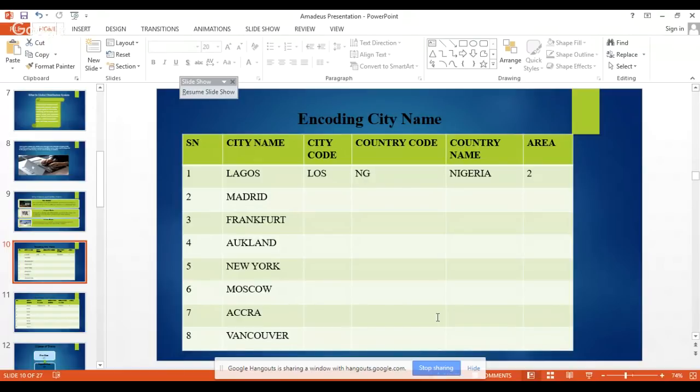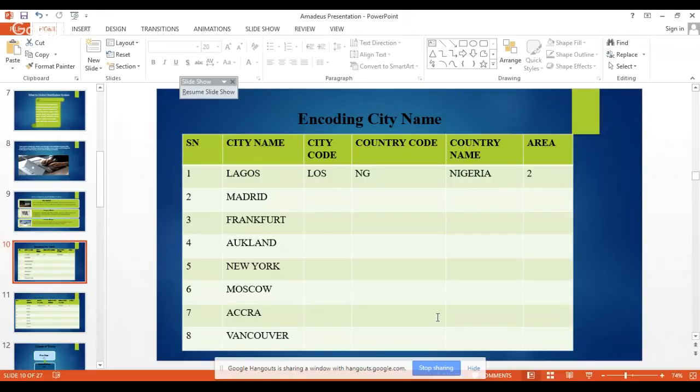Now, the second one is Madrid. City code for Madrid is MAD, Mike Alpha Delta. The country code is ES. And the country name is Spain. It's also in Area 2. The third one, we have Frankfurt. The city code for Frankfurt is FRA, Father Romeo Alpha. The country code is DE. Then the country name is Germany, and it's also in Area 2. It's in Europe.